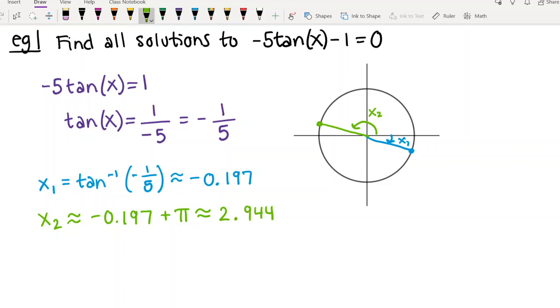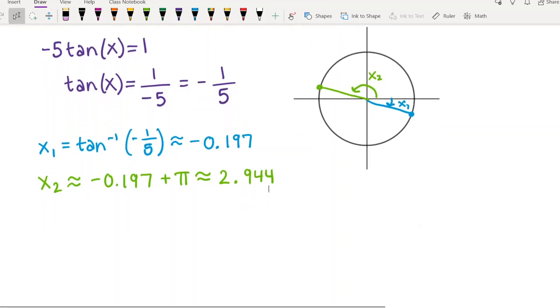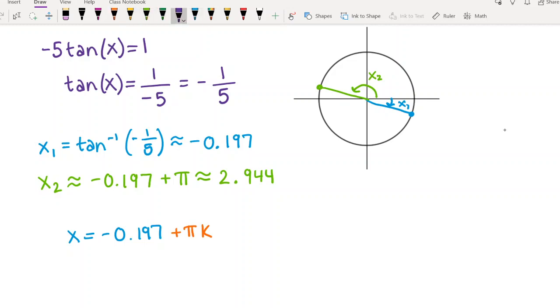2.944. So you might be wondering, why do we even bother writing down both of these angles? And it's true. For equations involving tangent, if you're asked to find all solutions, you really only need to find one. And after you find that one, then you just say plus pi k. So a perfectly good solution to this would be x is equal to negative 0.197 plus pi k. So why did I do both? Well, because I wanted to give you a little bit of practice with finding all the solutions between 0 and 2 pi.